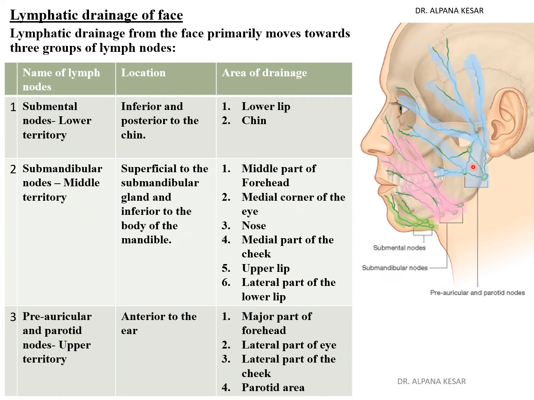Submental group of lymph nodes is present below and behind the chin. The submandibular group of lymph nodes is present superficial to the submandibular gland just below the lower border of mandible. Preauricular or parotid group of lymph nodes is present superficial to the parotid gland just in front of the ear.